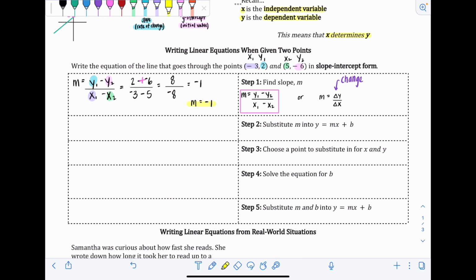Step 2 says substitute m into y equals mx plus b. So we just figured out that m was -1, so we're going to put that in the formula where m goes. So the formula is y equals mx plus b. And then instead of m, I'm going to take that m out and just put my slope there, which is -1. So you can decide whether or not you want to leave this 1 there. It's technically the same as if you were to just have the negative sign out in front without the 1. I'm going to leave it there for now just to see where we're plugging things in, but I'll eventually take it out at the end.